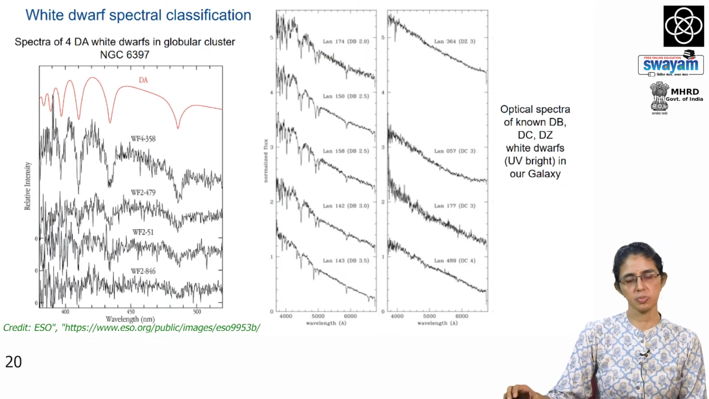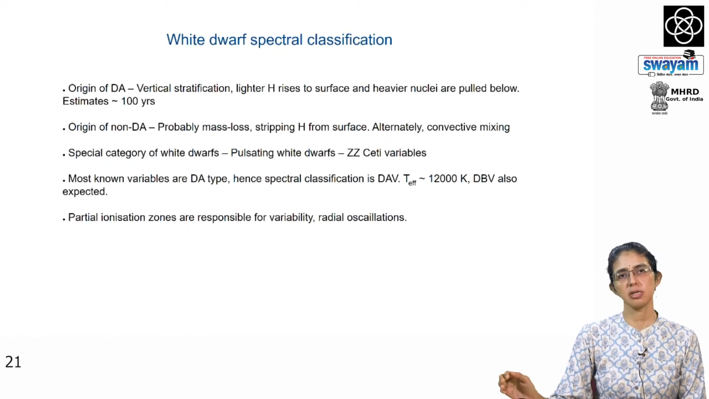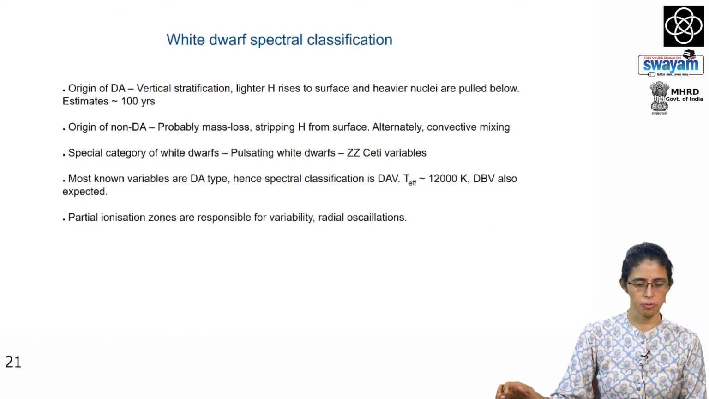This panel shows the spectra of white dwarfs. On the left panel, one can see 4 DA white dwarfs in the globular cluster NGC 6397. These spectra are in the optical regime, so the Balmer lines are clearly seen. And on the right hand side, the optical spectra of known white dwarfs having spectral types DB and DC are also shown. What is the origin of these different spectral classes of white dwarfs?